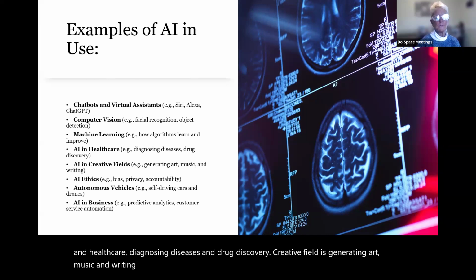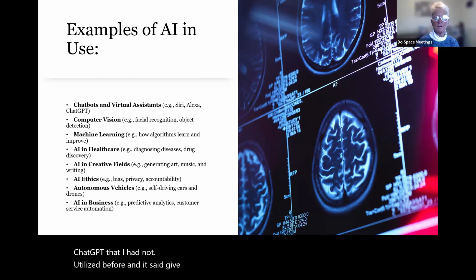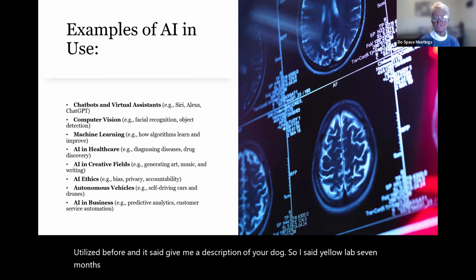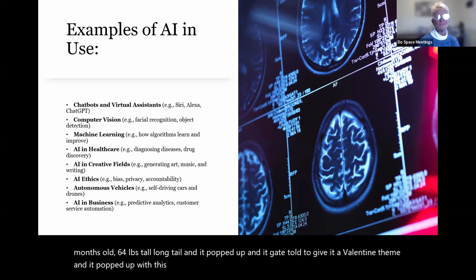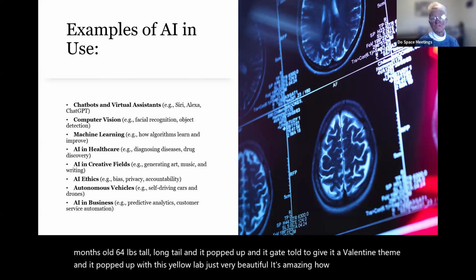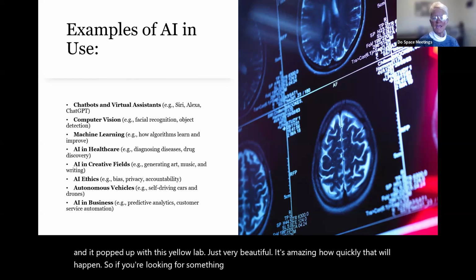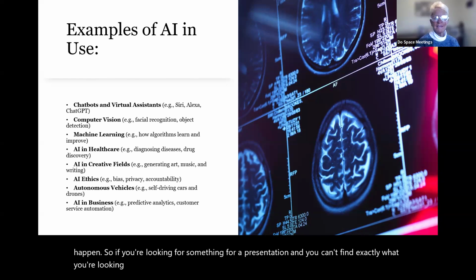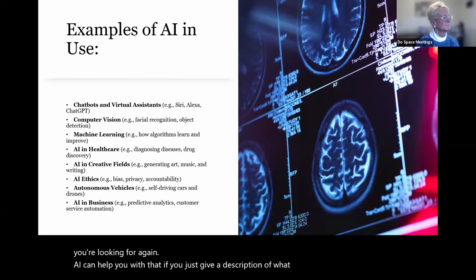Just before this, I was playing around a little bit with some of the features of ChatGPT that I had not utilized before, and it said, give me a description of your dog. So I said, yellow lab, 7 months old, 64 pounds, tall, long tail, and I told it to give it a Valentine theme, and it popped up with this yellow lab, just very beautiful. It's amazing how quickly that will happen. So if you're looking for something for a presentation and you can't find exactly what you're looking for, again, AI can help you with that if you just give a description of what you're looking for.